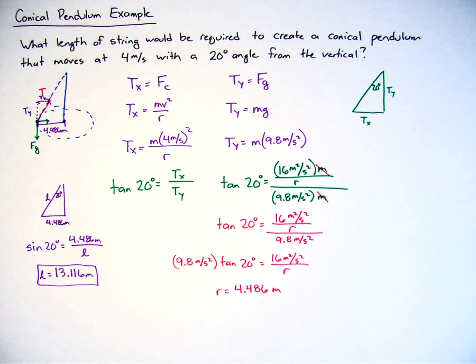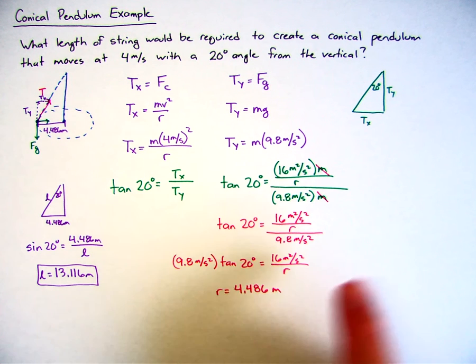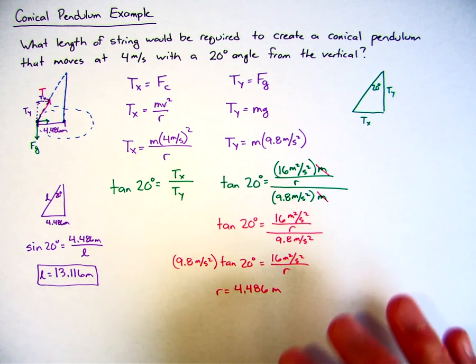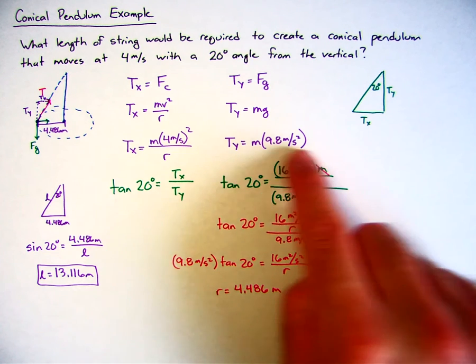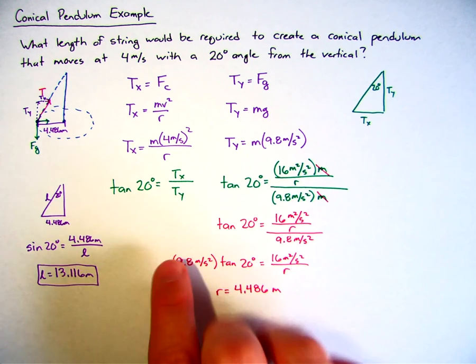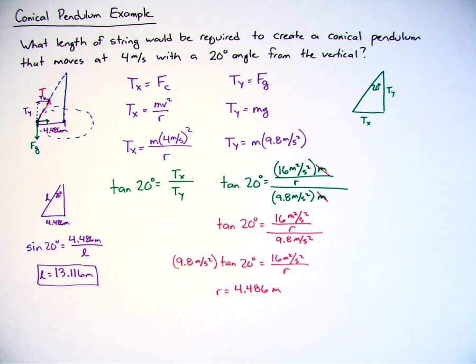Kind of a long string for that to occur, but it's actually a pretty fast velocity to be spinning this pendulum at with a 20-degree angle. So it is going to have to be kind of a long string for that to occur. It does involve a little bit of a trick, a little bit more than just a little, I should say. It involves our tangent, it involves our sine, and you just have to make sure that you understand how to reduce everything to get your final answer.